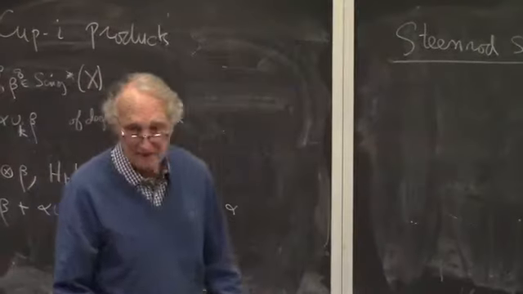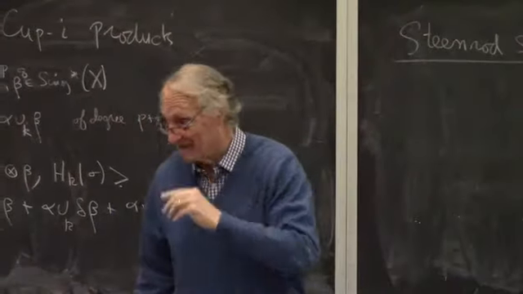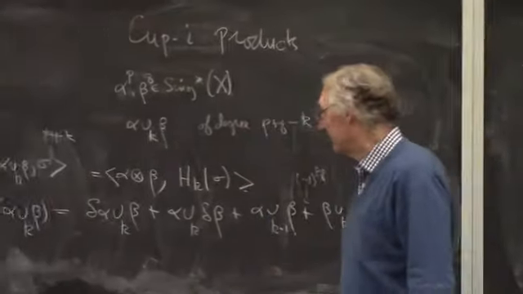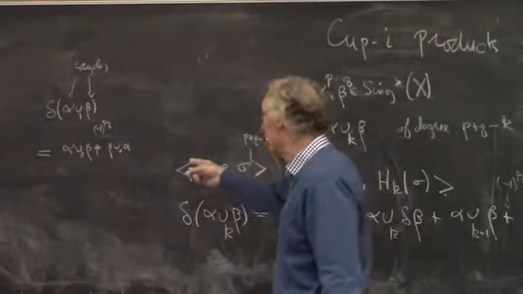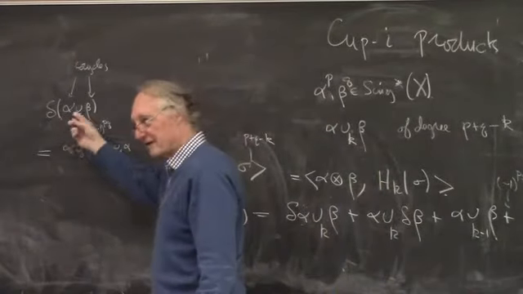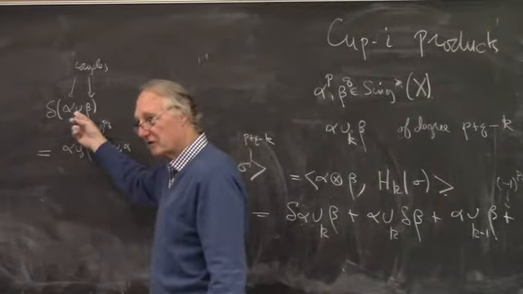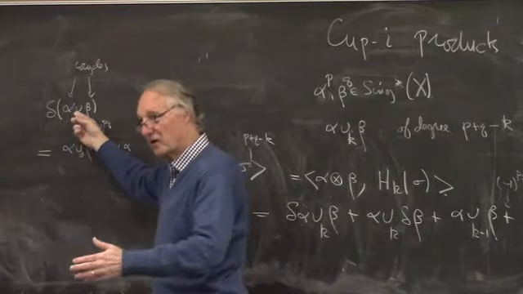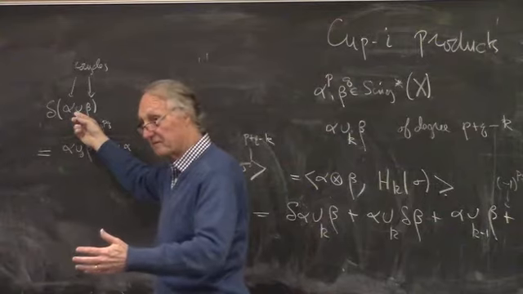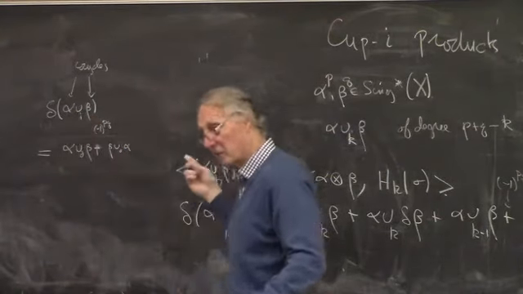Does the definition depend on the choice of H1 and H2? Does the definition? Yes, the cup i at the cochain level certainly. The definition of this on the level of cochains absolutely depends on the choice of H1. If you choose a different H1, you get a different cup 1. But it still satisfies the same formula.